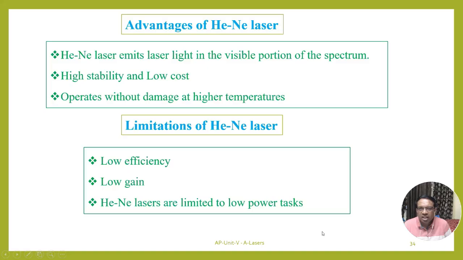Once we get the helium-neon laser, what are the advantages? Basically, this helium-neon laser emits laser light in the visible portion of the spectrum, in the 630 nanometer range, which is red in color. It has high stability, low cost, and is easy to purchase. It operates without damage at high temperatures; whenever we operate it, not much heat is released, unlike an Nd:YAG laser. The limitations are that efficiency is low, gain is low, and this helium-neon laser is mostly used for low power tasks.